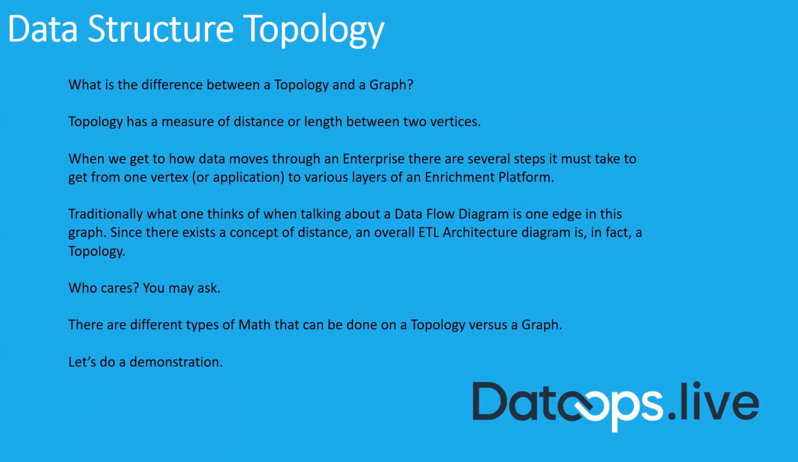Now, one of the newer things that I'm recently working on is this idea of a data structure topology. One of the differences between a topology and a graph is that topologies have fixed lengths. So when we get to how data is moving through an enterprise, if you think of a data structure graph as a data model for an individual application, the length between the tables is almost nothing because you could just do joins there, right?